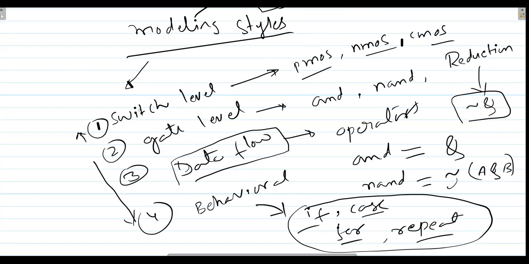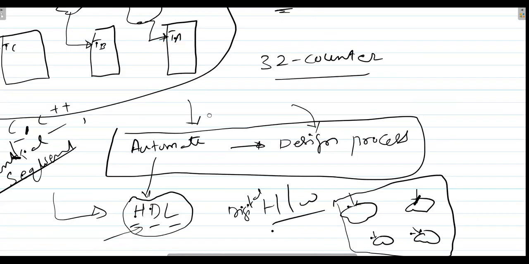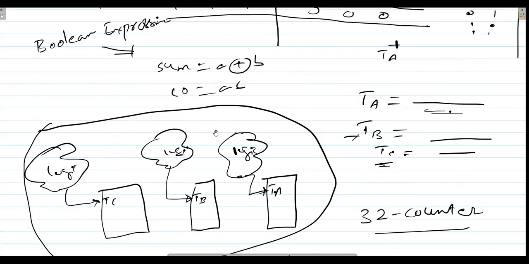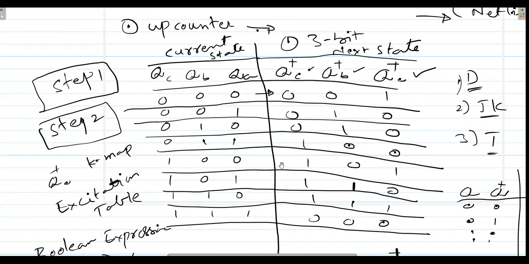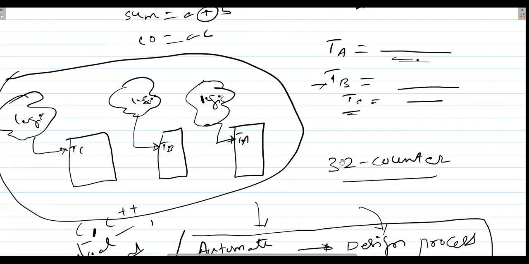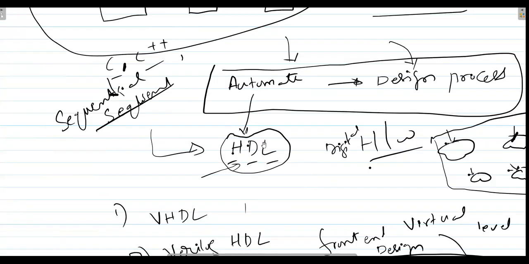But just now I told you why HDL has come into the picture. Because the manual approach is not possible. This approach is very time consuming and error prone. The way I said for 3-bit, this much work we have to do, and even this 3-bit is error prone if you make a mistake somewhere. We cannot imagine how laborious a job 32-bit is. So for that, we invented HDL to automate the design process.